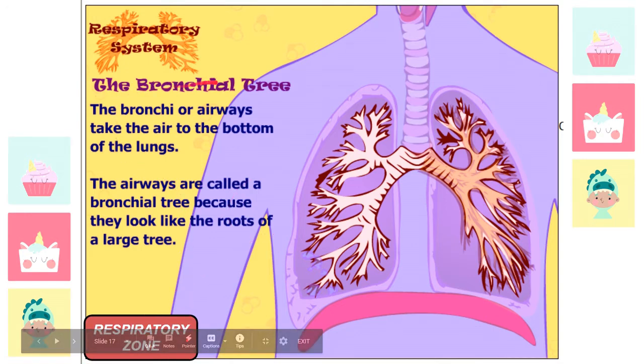The first one will be your bronchial tree. They start off from the end of the trachea into your left primary bronchus and right primary bronchus. From the primary bronchi, they branch off into smaller bronchi and then until you get the smallest bronchioles. So they are called the bronchial tree. This entire structure is called the bronchial tree because it looks like the roots of a large tree.